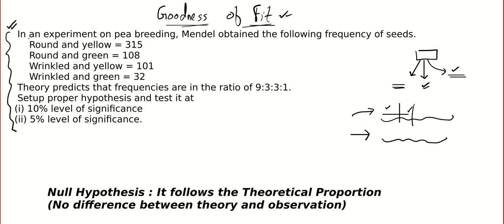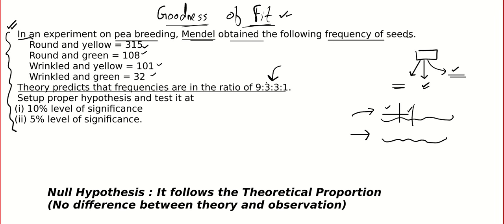Okay, this is one of the best questions, and this is the question they asked, I think last year or the year before. In an experiment on pea breeding, Mendel obtained the following frequency of seeds. So look at this. This is the experimental value, and this is the theoretical value. This is what the theory suggests. Theory tells if there are 9 round and yellow, there should be 3 round and green, and there should be 3 wrinkled and yellow, and there should be 1 wrinkled and green.